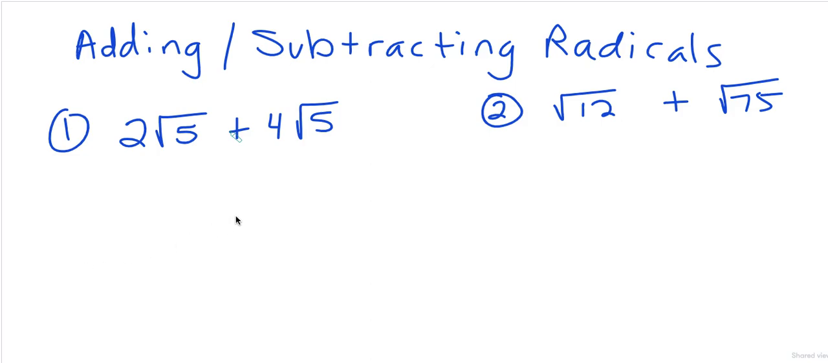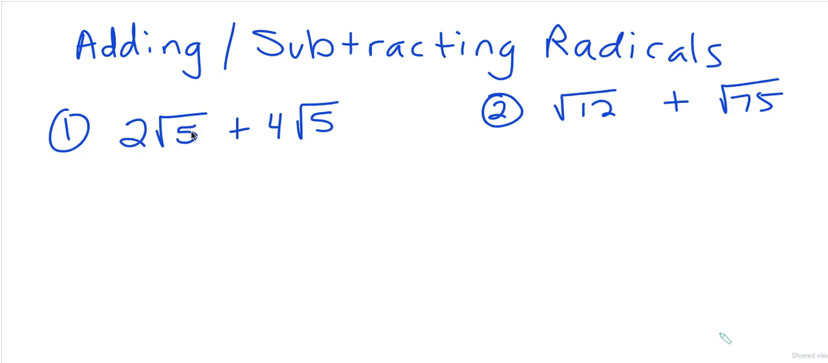We're going to be adding and subtracting radicals. The first and most important part of adding and subtracting radicals is to look at the radical itself. So this is the square root of 5, and this is the square root of 5. Now we know that 5 is a prime number, so that means that this radical cannot be simplified. So all we're going to do is do the math operation to the numbers outside of the radical.